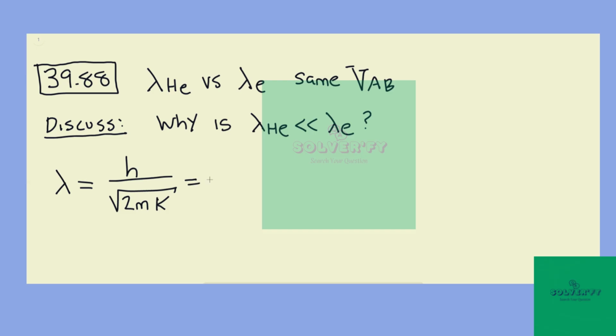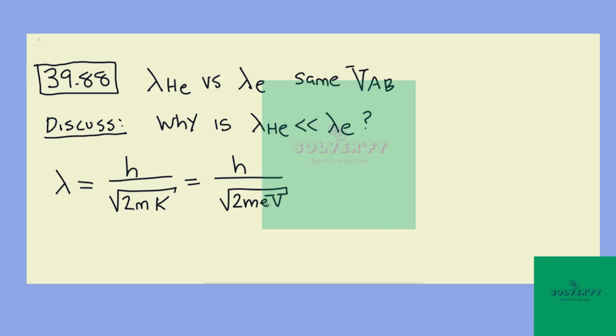And we can replace our kinetic energy with qV, using conservation of energy. The kinetic energy that the particle will have is simply equal to the electric charge times the potential difference it moved through. So we see that there are kind of two effects here.